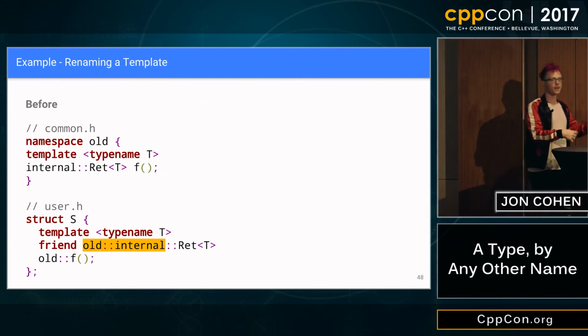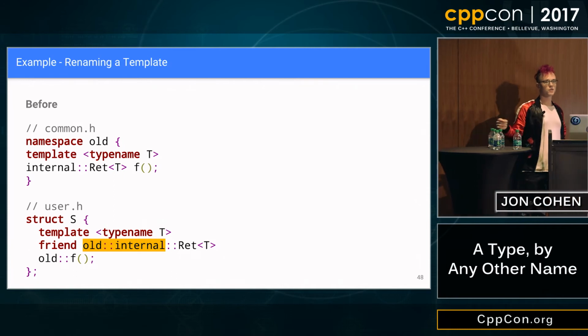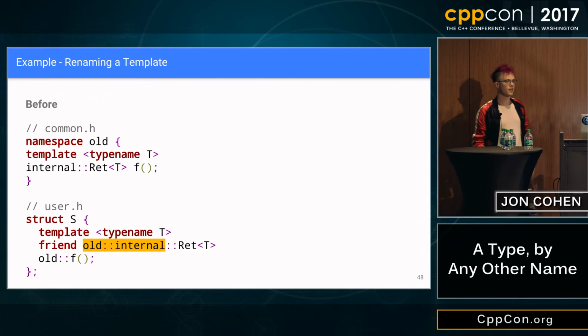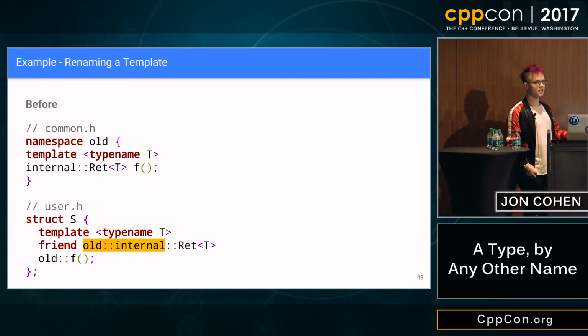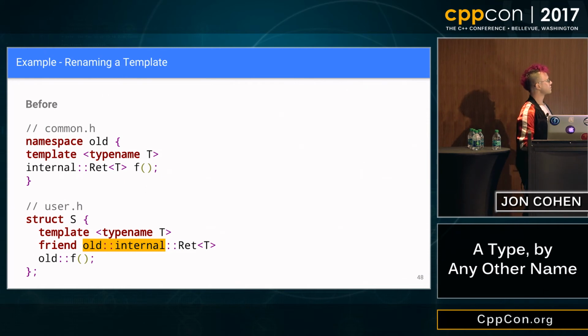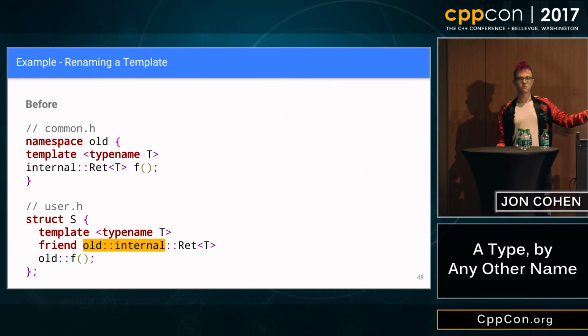So they friended it. And make_unique, if you look at Abseil right now, it's under absl::memory, it returns an internal type. It returns a type in absl::internal. But to make this friend declaration, they had to name that type. They had to name the signature of the function. So this worked for them.